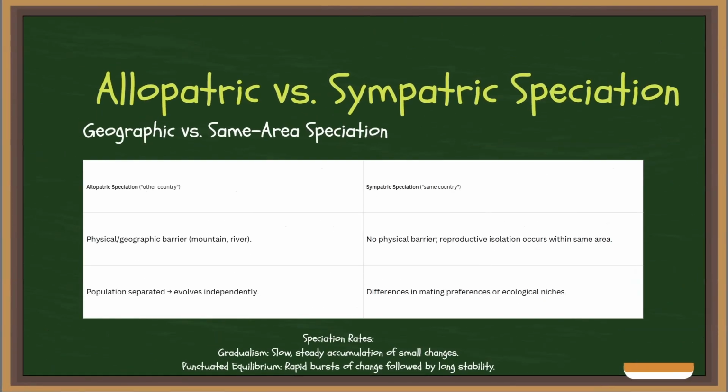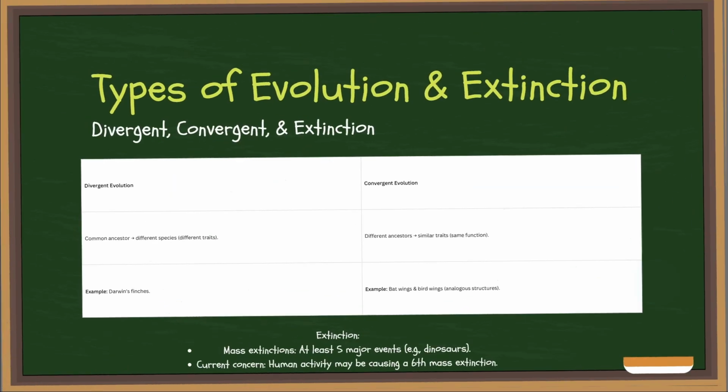Allopatric versus sympatric speciation: geographic versus same-area speciation. For allopatric, there's a physical or geographic barrier, like a mountain or a river. The population is separated, which leads to them evolving independently. For sympatric speciation, there's no physical barrier. Reproductive isolation occurs within the same area. This causes differences in mating preference or ecological niches. For speciation rates, there is gradualism, which is slow, steady accumulation of small changes, and punctuated equilibrium, which is a rapid burst of change followed by long stability.